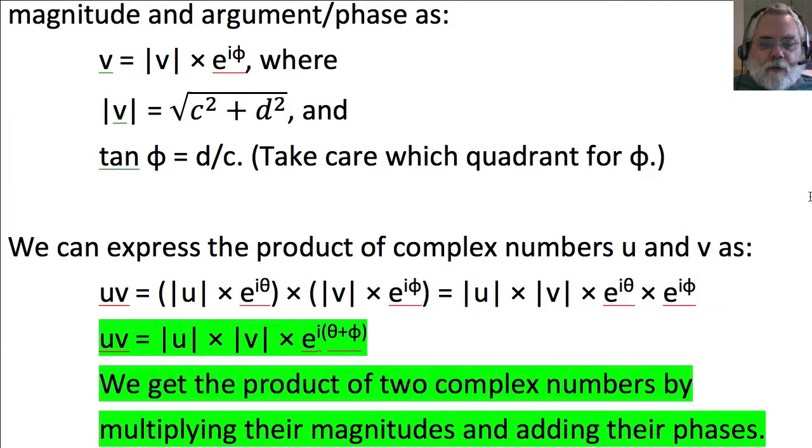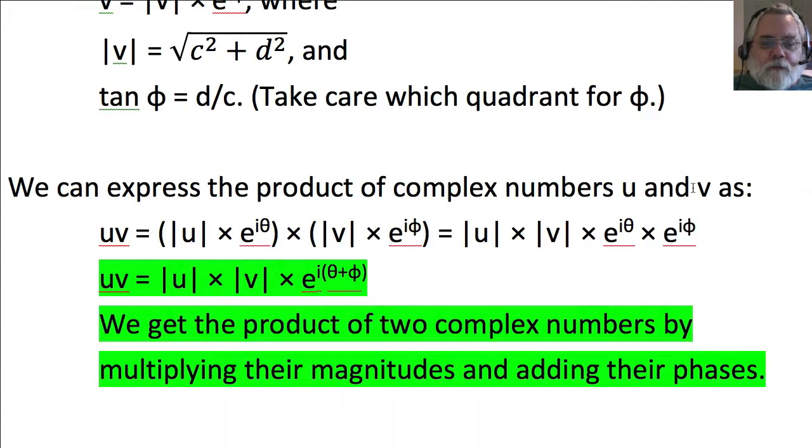Now we can express the product of complex numbers u and v using this complex exponential form. uv equals magnitude of u times e to the i theta times magnitude of v times e to the i phi. We can rearrange those. We get magnitude of u times magnitude of v times e to the i theta times e to the i phi. We can combine these last two, so we get magnitude of u times magnitude of v times e to the i theta plus phi. We get the product of two complex numbers by multiplying their magnitudes and adding their phases. And often this is easier and nicer than using the a, b, c, d form.